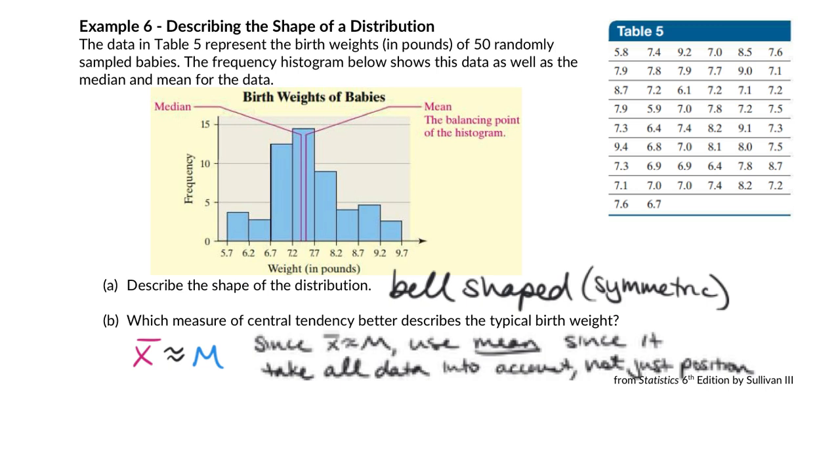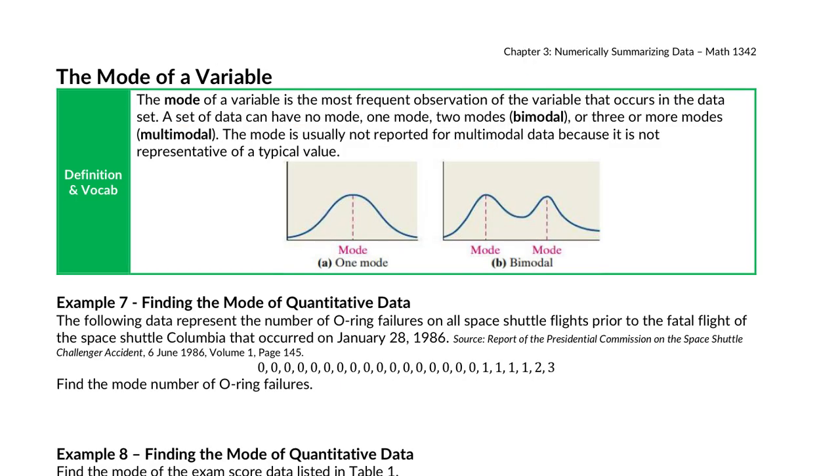Now there's one more measure of central tendency we're going over today. You can probably guess it. So we had mean, we had median. What came after that? Mode. Thinking back to 8th grade, the mode of a variable is the most frequent observation. Mode most. The most frequent observation of the variable that occurs in the data set.